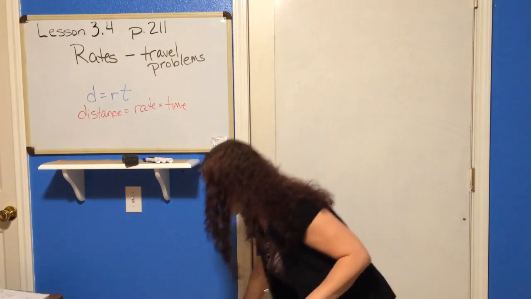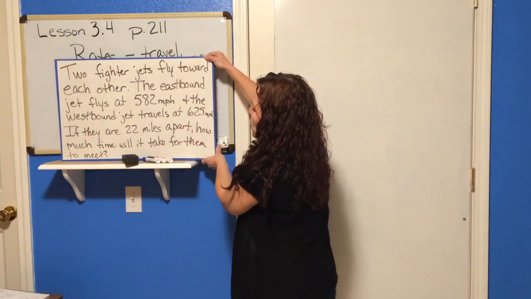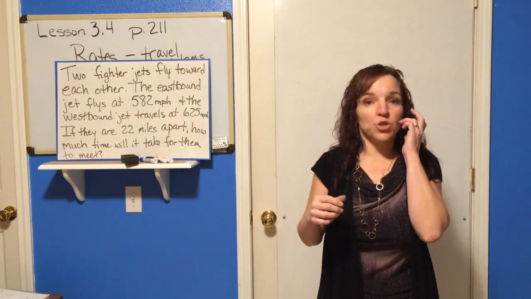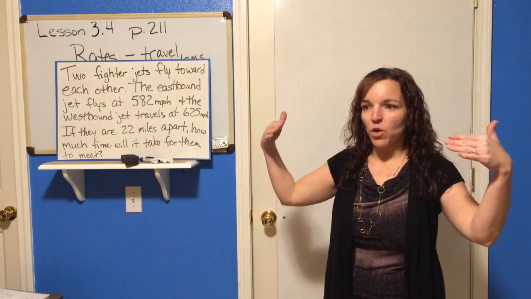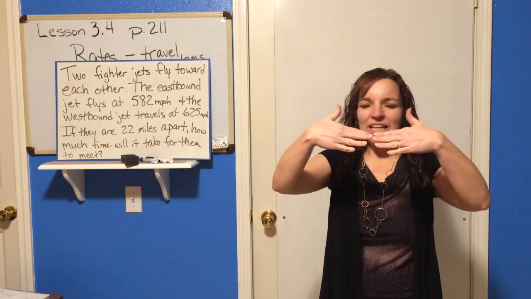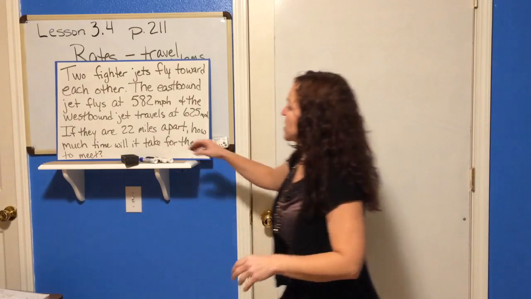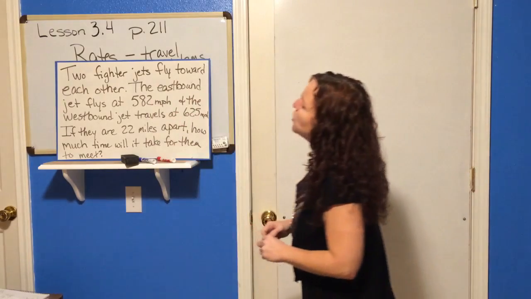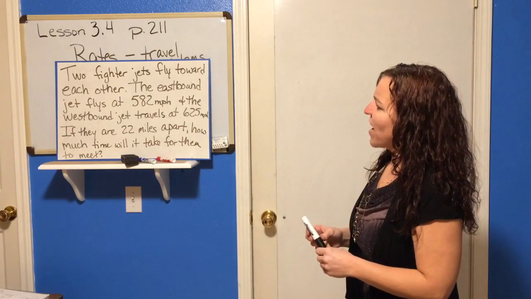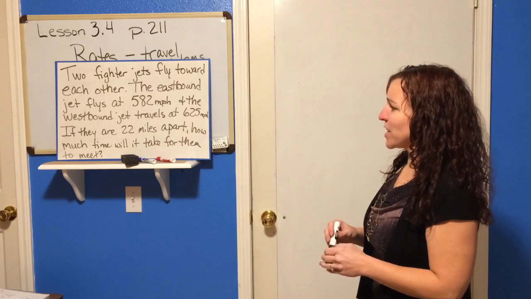All right, here we go. So the first type of problem is when 2 items are flying in opposite directions. If they're going in opposite directions, then we're going to end up needing to add those distances together. Because we've got 2 fighter jets, they're flying toward each other. The eastbound jet flies at 582 miles per hour, and the westbound jet travels at 625 miles per hour.